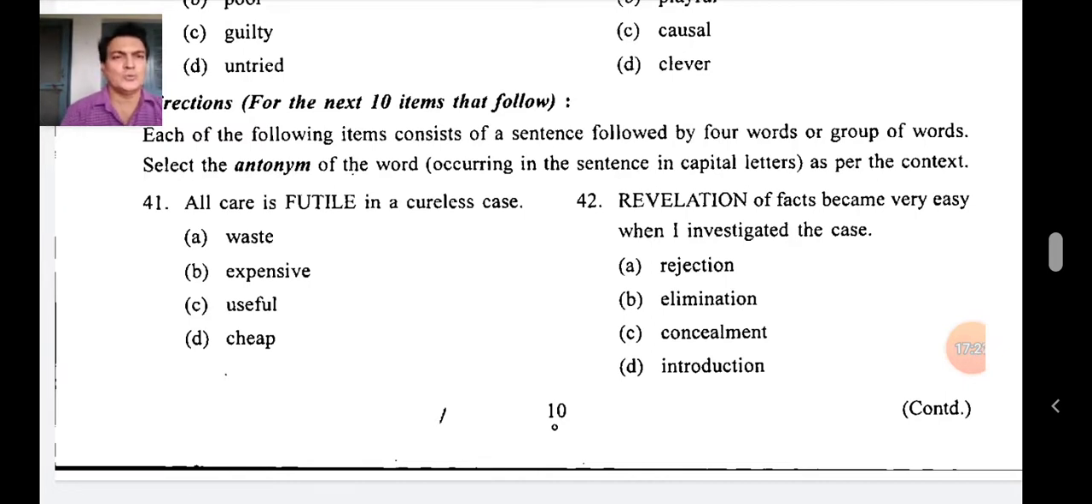Let's go to 42. Revelation of facts became very easy when I investigated the case. Revelation. So rejection, elimination, concealment, introduction. Now reveal, you are familiar with the verb reveal, and the noun form is revelation. So what is the opposite of reveal? I'm quite sure you'll be able to give the answer. The verb is conceal. So naturally concealment, that is the noun form. So if it's a noun, try to find the noun. So concealment is the right answer here. C is the right answer.